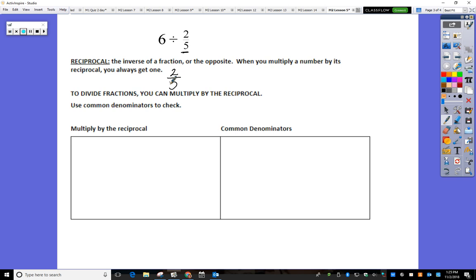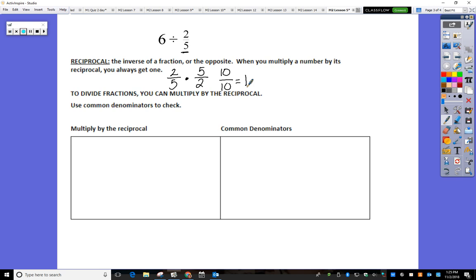2/5 is the original fraction. Its reciprocal is the inverse, or the opposite, meaning I'm just going to flip around my numerator and denominator. So 2/5 reciprocal is actually 5/2. And the idea behind it is if you take a fraction and its reciprocal and you multiply them together, you get 1. So to check if it's right, I'm going to multiply these two. 2 times 5 is 10, and 5 times 2 is 10. 10/10 is the same thing as 1. But the easy method to finding the reciprocal is just to flip your numerator and your denominator.